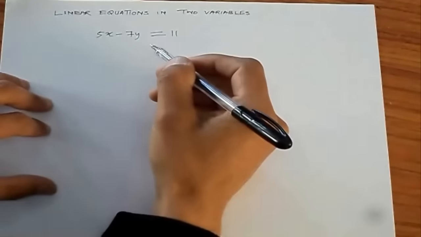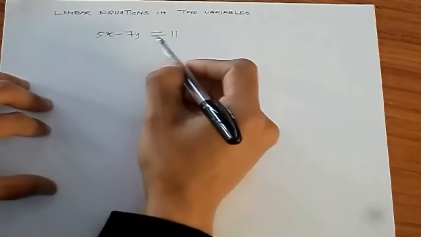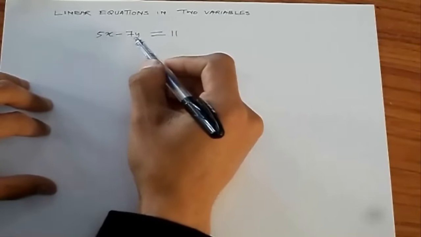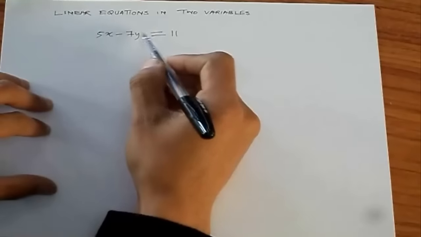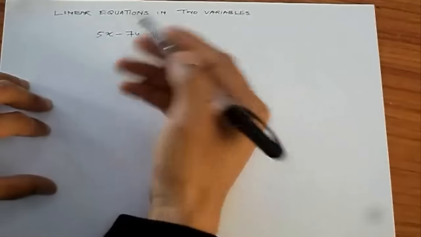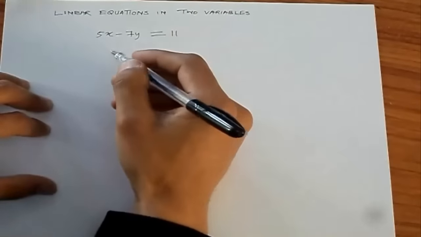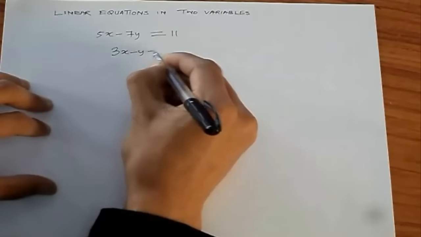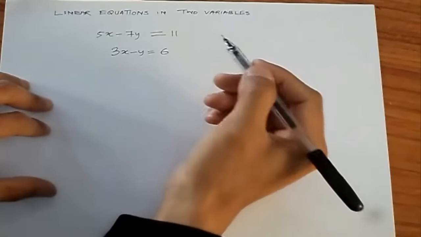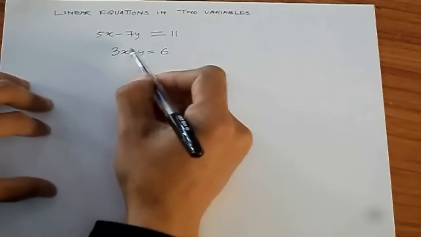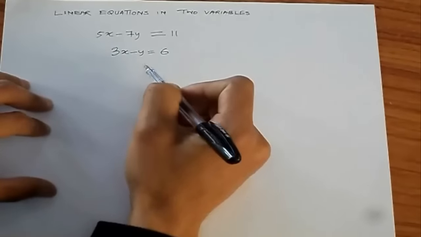This is a linear equation in two variables, because you see an equal to sign, two different alphabetic letters, two different unknown quantities, and the power of the unknown quantities is 1. So this is called a linear equation in two variables. We can write many such equations, for example 3x minus y equals 6. This is also a linear equation in two variables, because you see two variables, the power of each variable is 1, and you see an equal to sign.